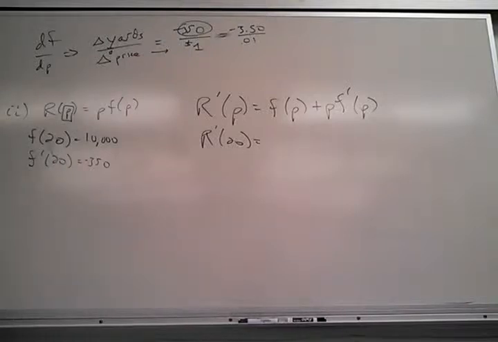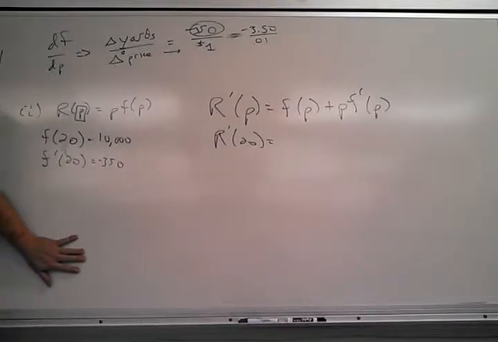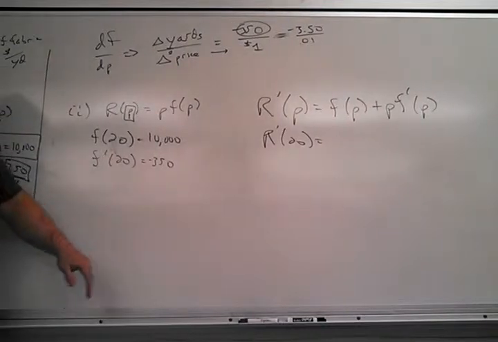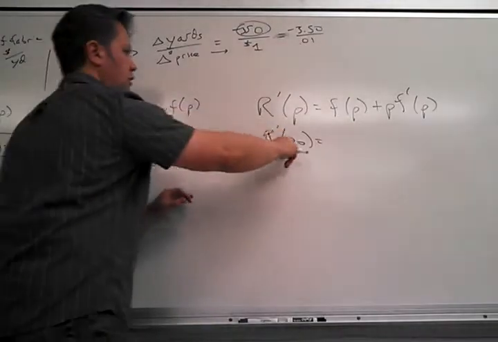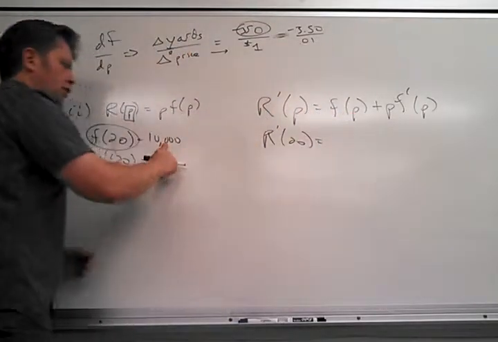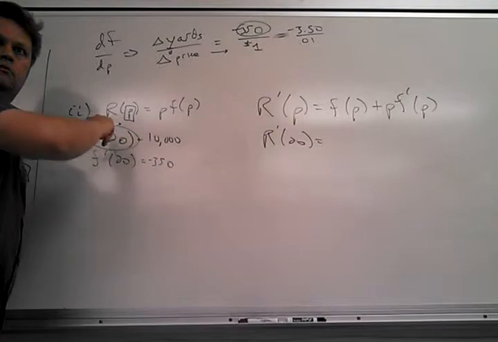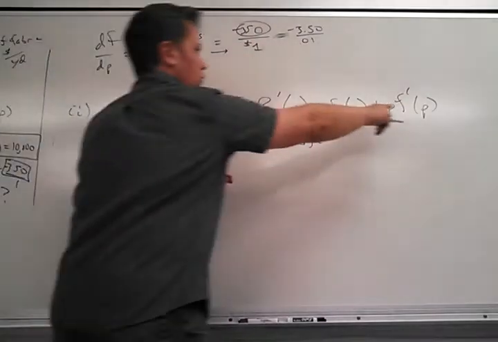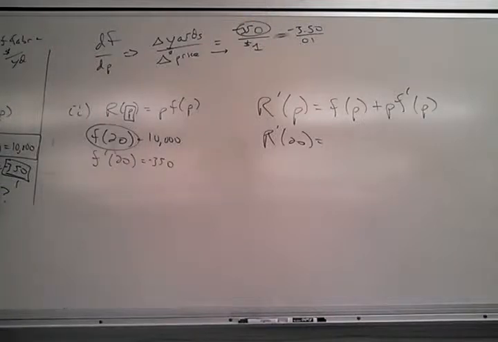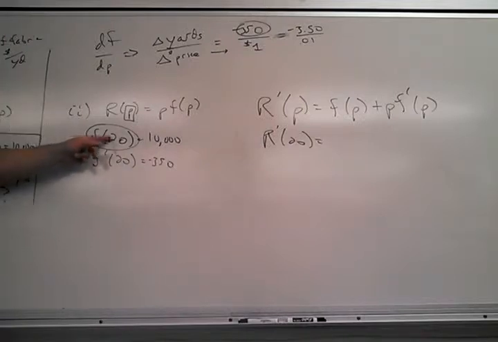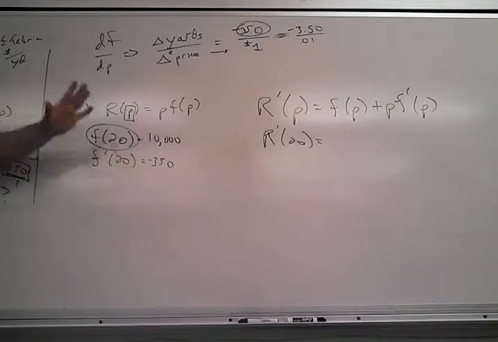Yeah? So, hold on, we don't know what F prime of P is, but what's F of P? We know what F of 20 is. So when I plug a 20 in for P, I know what F of 20 is. But don't we also know what F prime of 20 is? Yes, we do. So when I plug a 20 in there, F prime of 20 is negative 350. So that's why I don't need to know what the whole F of P is. I don't need to know what the function is everywhere. They only have to tell me what the function and the derivative were at 20. That's all I need.